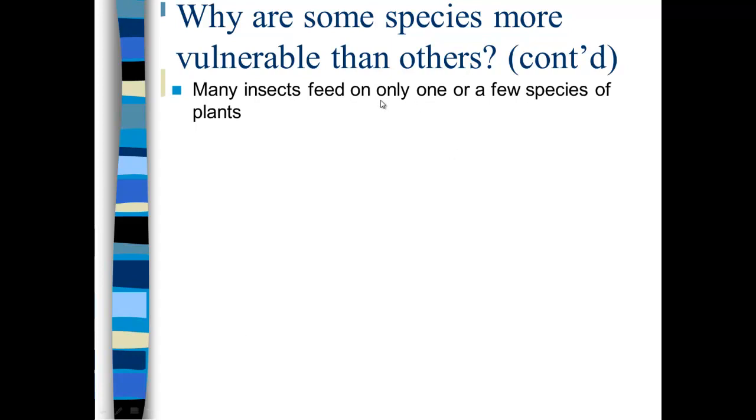Turns out that many species of insects feed only on one or very few species of plants. So if one of those goes extinct, then the other one, due to ultimate factors, because of the limitations in the food source, the insects are going to go extinct when their food sources go away.